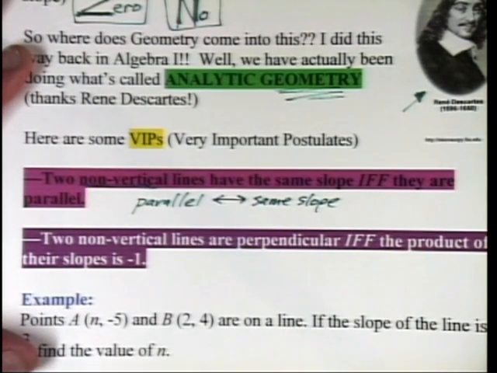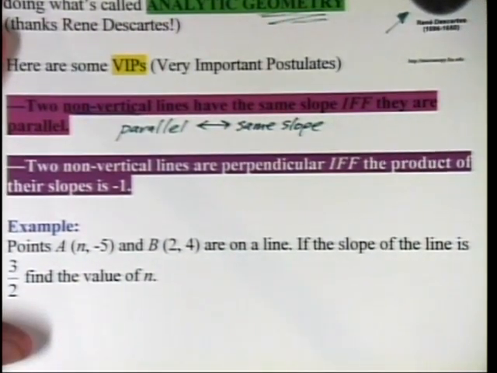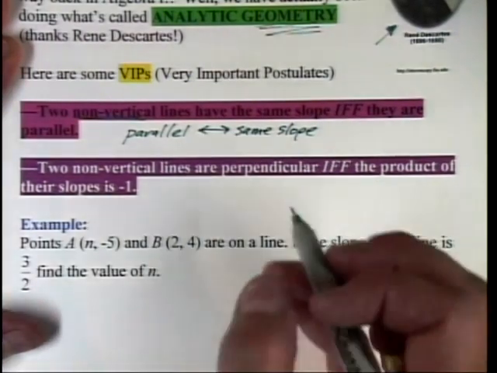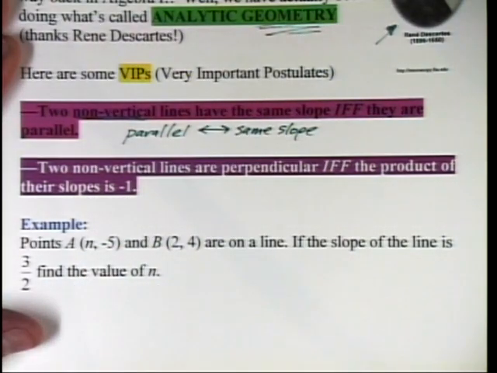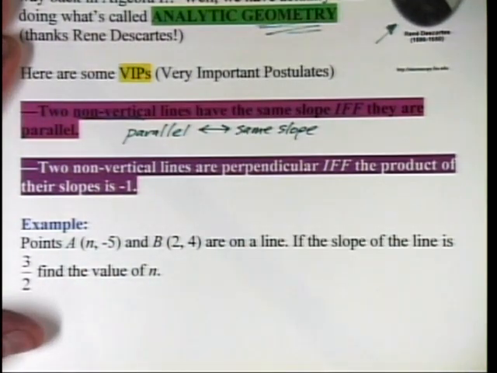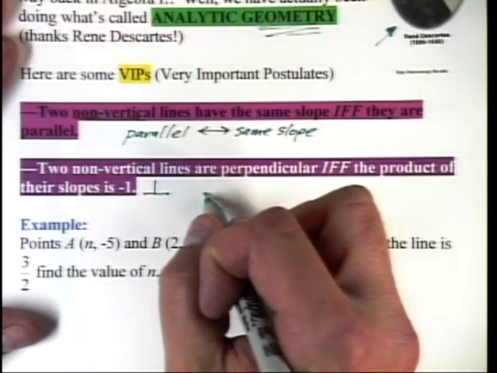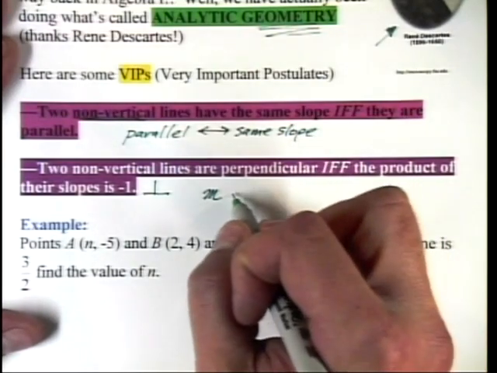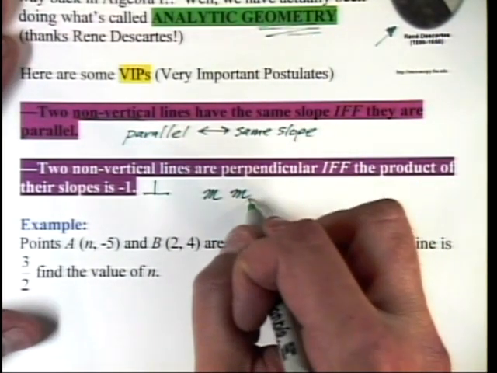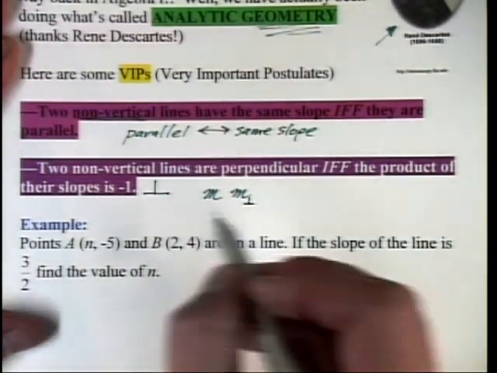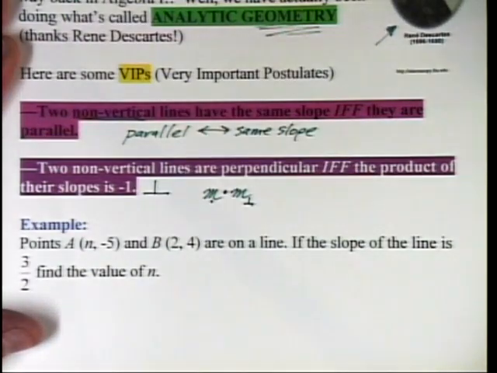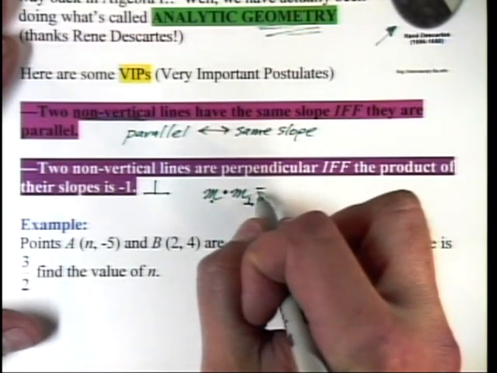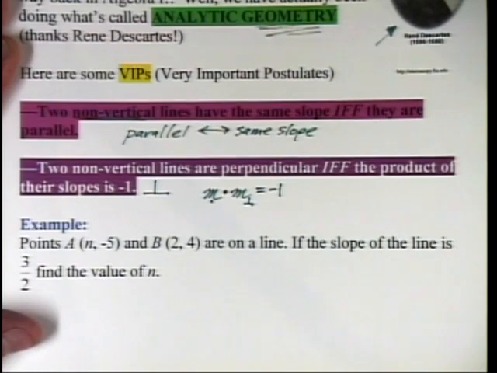Very important. The next postulate. Two non-vertical lines are perpendicular if and only if the product of their slopes is -1. Now remember, perpendicular lines intersect at 90 degrees, and we use this little symbol for perpendicular. So let's come up with two slopes. Let's talk about a slope m and its perpendicular slope, which I'm going to call m subscript with a little perpendicular sign. That means they're related. This one's a slope and that one's perpendicular to it. What this postulate says is if I multiply them together, I should get the number -1 every single time.